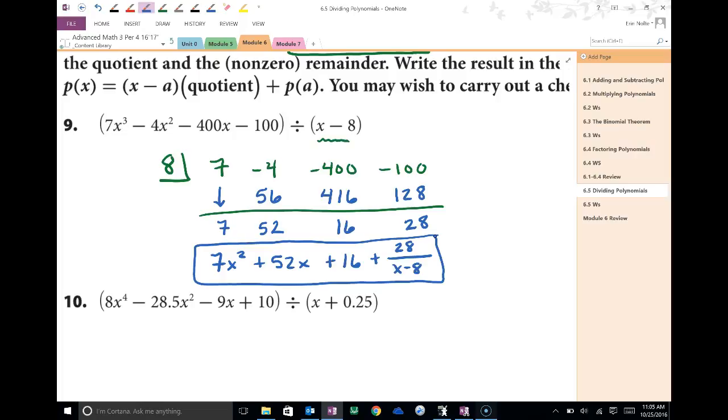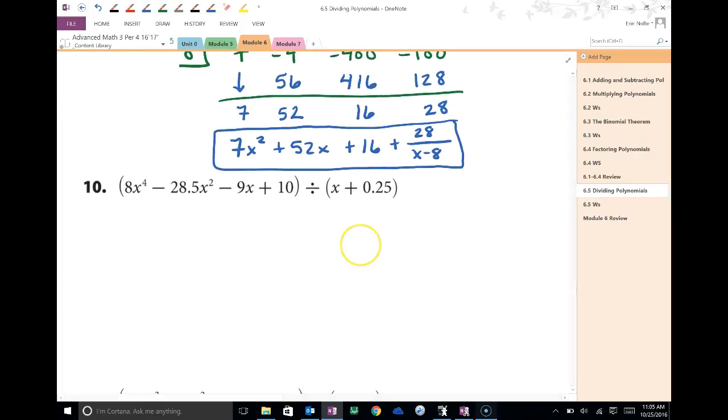Should we do one more? Let's do one more. I'll do it fast. I like the next question because it has an important piece of information for you. Even though I really hate, again, that they're using decimals. Okay, so for number 10, what's the number that goes into the box? Good. Everybody okay with negative 0.25? Yes.